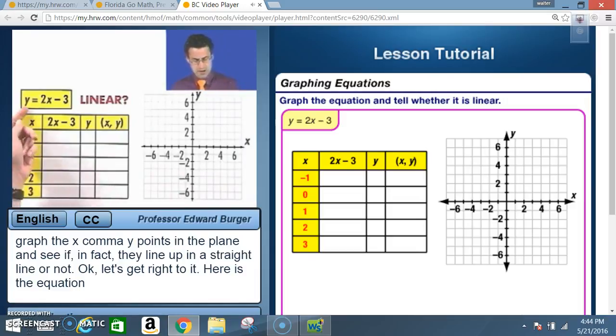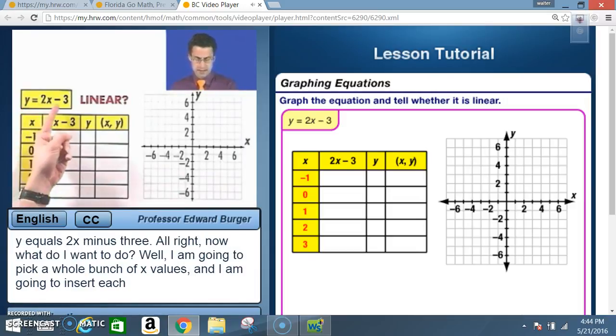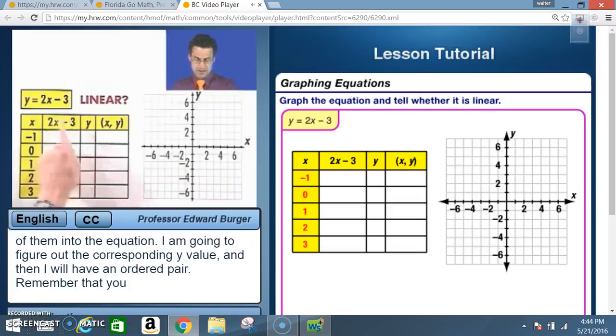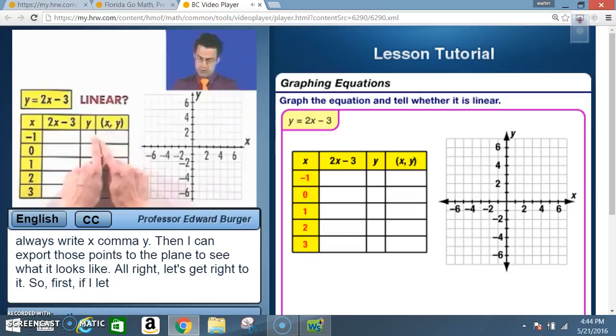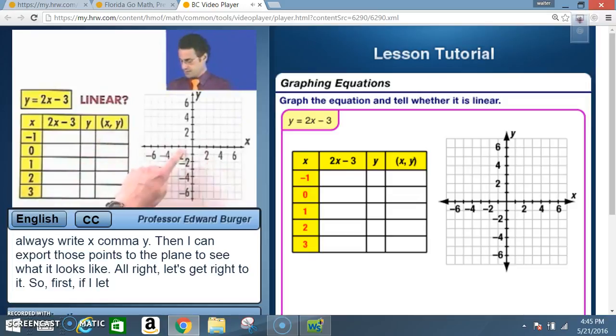So here is the equation, y equals 2x minus 3. All right, now what do I want to do? Well, I'm going to pick a whole bunch of x values, and for each of these x values, I'm going to insert them into the equation. I'm going to figure out the corresponding y value, and then I'll have an ordered pair. Remember, we always write x, y, and then I can export those points right to the plane. See what it looks like. All right, let's get right to it.